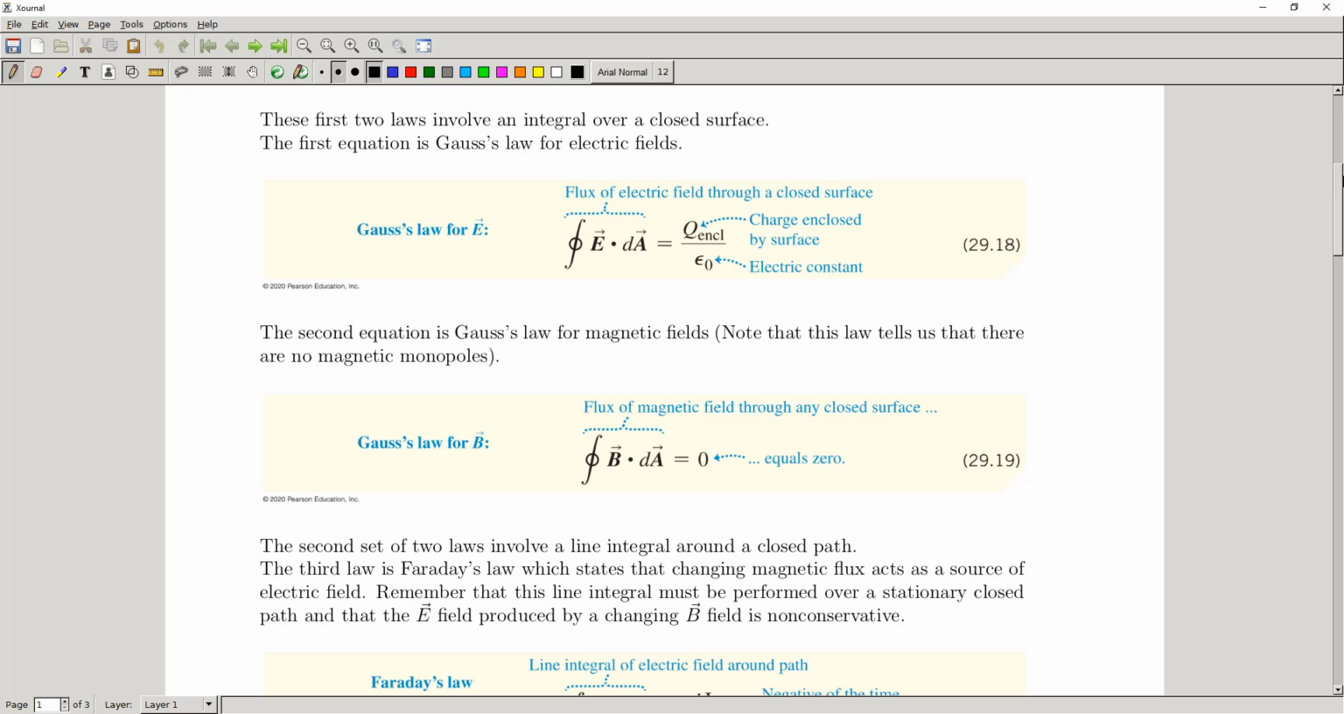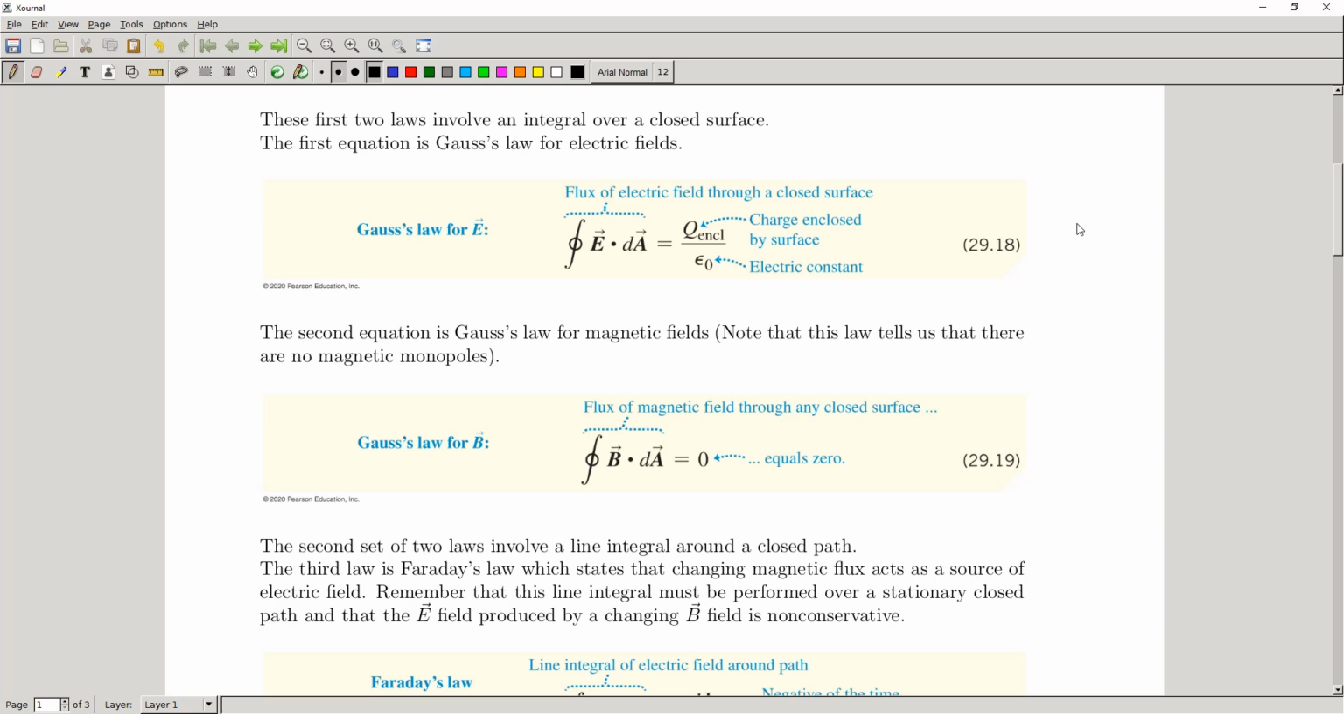The first two laws here involve an integral over a closed surface, and we're going to recognize the two of these right away. The first one is Gauss's law for electric fields. This is equation 29.18, and it tells us that the flux of electric field through a closed surface is equal to the charge enclosed by that closed surface divided by our electric constant.